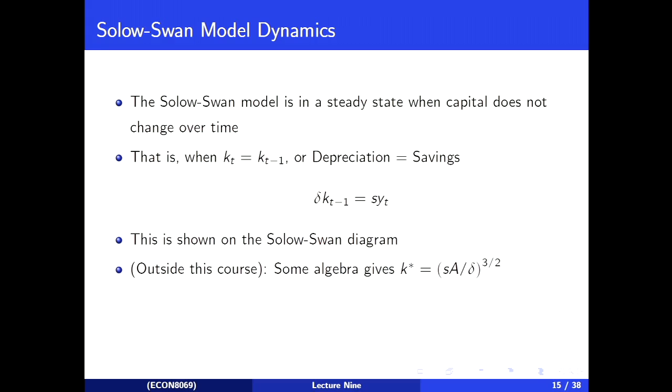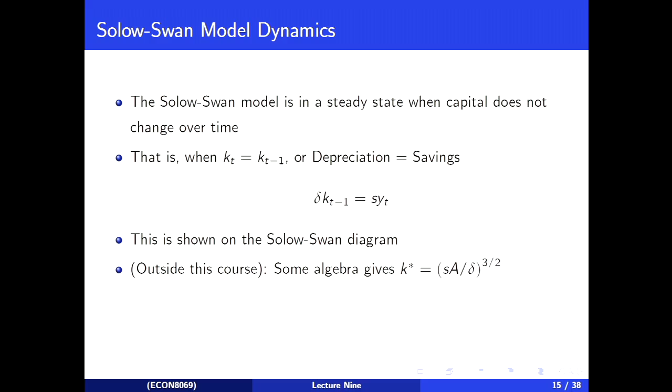Okay, so the reason why we do this model is for the dynamics, because we have a dynamic model. So we want to think about what this model looks like in what we call our steady state. The model is in steady state when our output and our capital are not changing every period. So we're thinking about our model being in steady state when output is the same from one period to the next, when capital is the same from one period to the next.